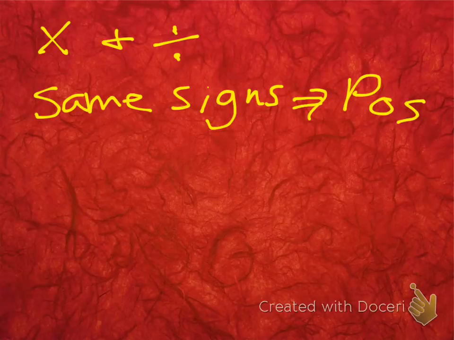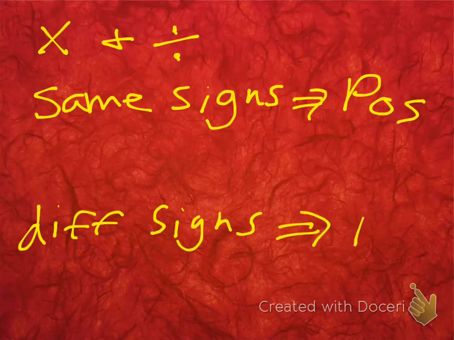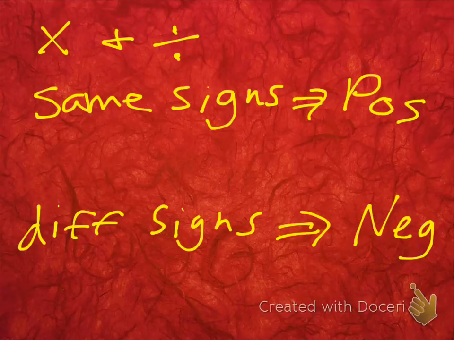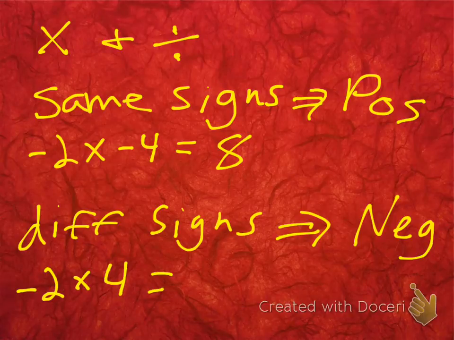Same signs give you a positive answer. Different signs give you a negative answer. So negative 2 times negative 4 equals a positive 8. The signs are the same. We multiply. The signs are the same. It's a positive answer. But negative 2 times a positive 4, 2 times 4 is still 8, but now our signs are different, so our answer is going to be a negative.